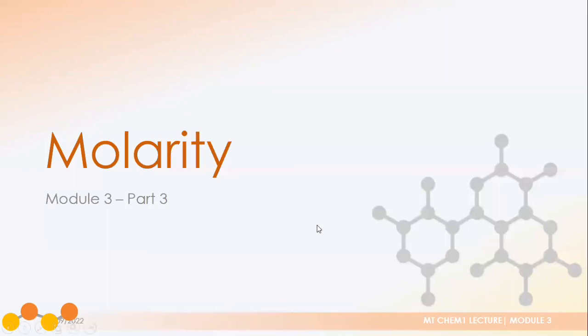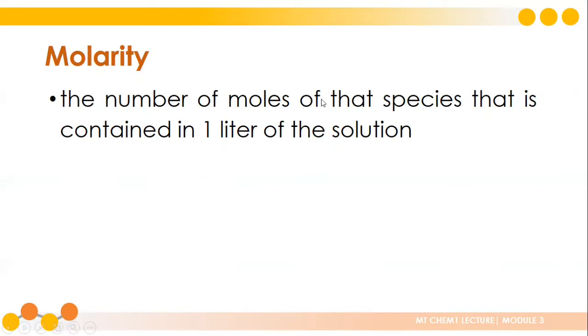Let's first proceed with molarity. So what is molarity? Molarity, or molar concentration, simply talks about the amount of substance or solute that is contained in 1 liter of solution. The unit of measurement for molarity is moles over liters.